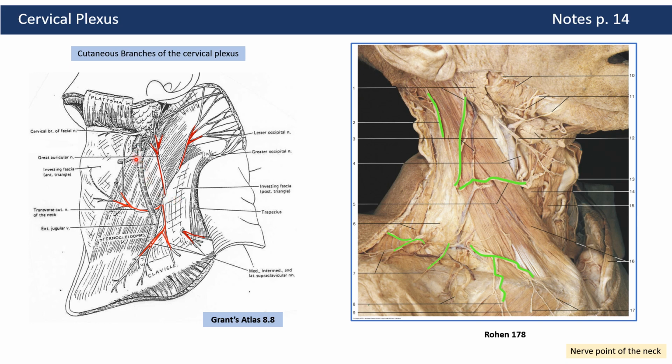Notice also the external jugular vein traveling across the sternocleidomastoid. And there is sometimes a connection between the transverse cervical branch of the cervical plexus with the cervical branch of the facial nerve. Remember, the facial nerve is cranial nerve 7. And so sometimes there is a connection between these two branches in the anterior neck.